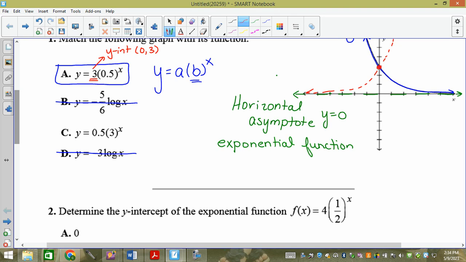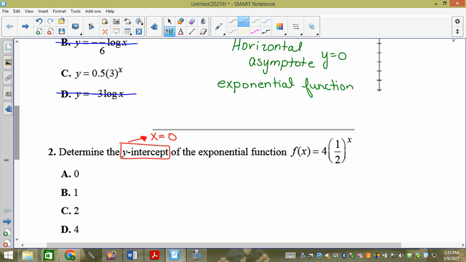Now this one, it wants us to determine the y-intercept of the exponential function. Even if you forget that the a is the y-intercept, what should you think if someone says y-intercept to you? What should immediately pop out of your mouth? X equals 0. So the moment you hear y-intercept, I always box it and put x equals 0. So if I want the y-intercept of this and I don't know that 4 is the y-intercept, I can solve for it. So I can do f of x equals 4, bracket 1/2 times 0.